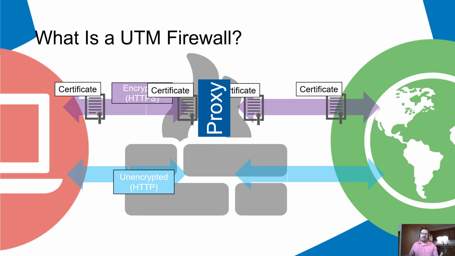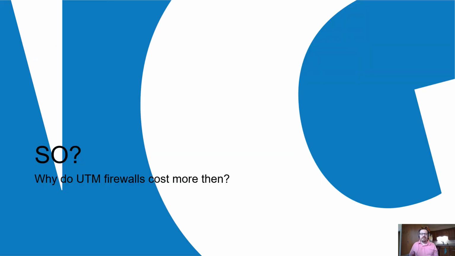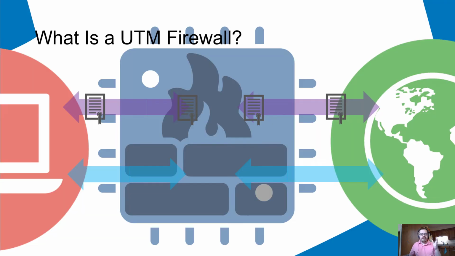That means, though, that the firewall is the one that's actually loading and unloading the web pages in the middle in your stead. Thus, it's called a proxy. So then we say, and the note I'm going to explain on this is, why does a UTM firewall cost more than just a regular firewall? And the reason is, it takes a lot of processing power to do what I just talked about.